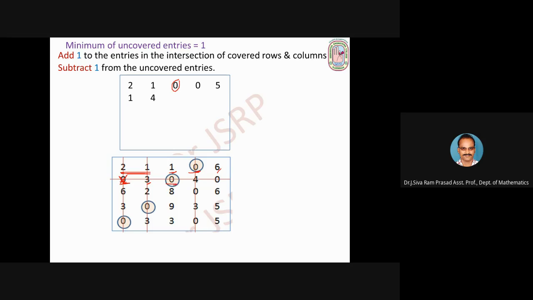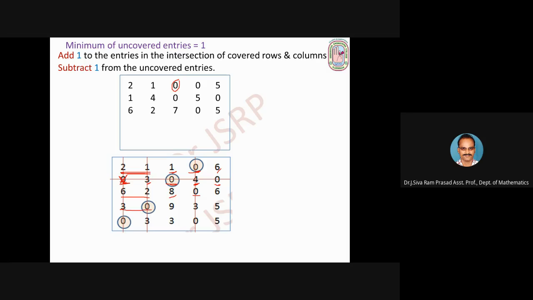Next, this is 0. It remains the same. And this is in the intersection of a covered row and column. We have to add, 4 plus 1, 5. And this 0 remains the same since it lies in a covered row only. Okay. Next, these two entries remain the same, 6, 2. Here subtract, 8 minus 1, 7. This remains the same, 0. 6 minus 1, 5.